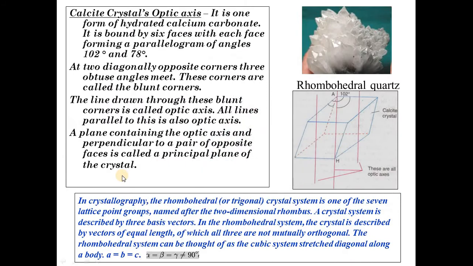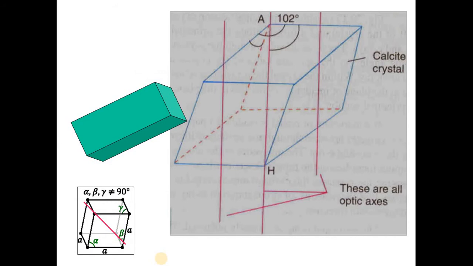And again for a rhombohedral crystal, A equal to B equal to C, but alpha, beta, gamma not equal to 90 degrees. Two angles will be obtuse, and the corners having the obtuse angle are known as the blunt corners, and the line drawn joining these two corners gives the optic axis.